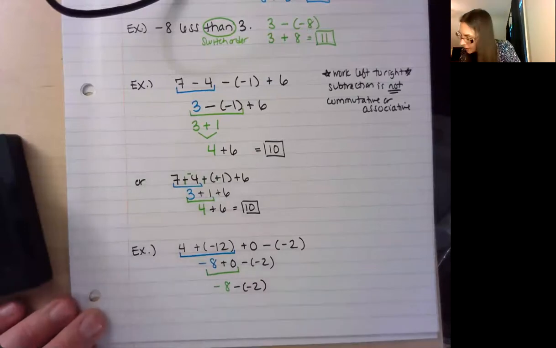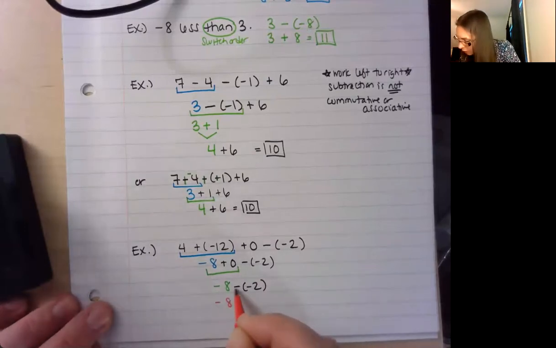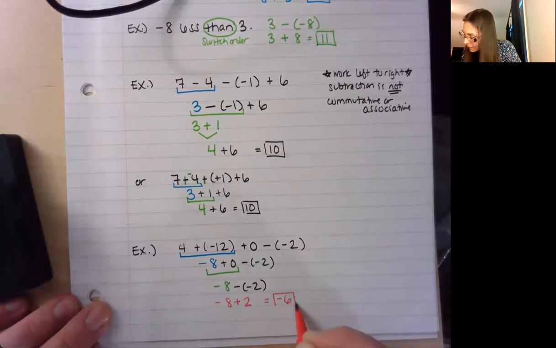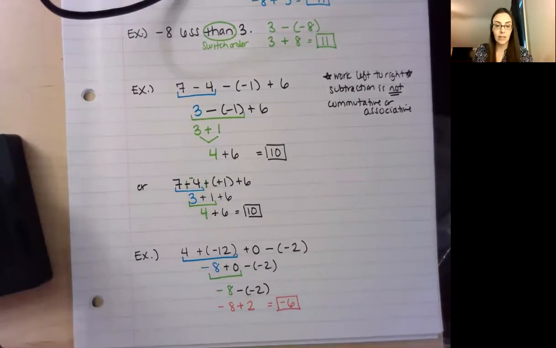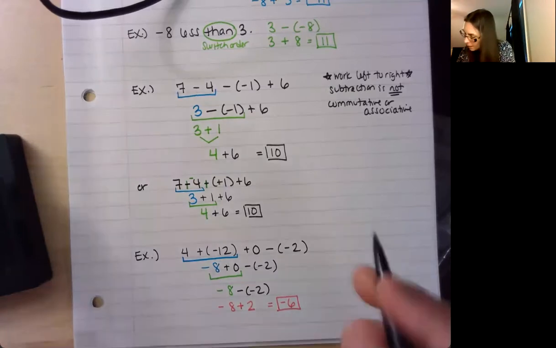And then finally, I do want to change this subtraction over to addition. -2 becomes +2. And my final answer here will be -6. I have different signs, so I subtract. I have more negative, so it's -6 instead.